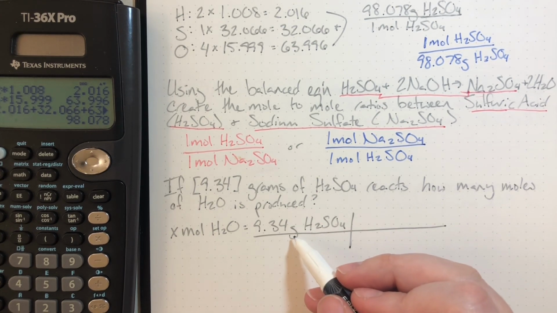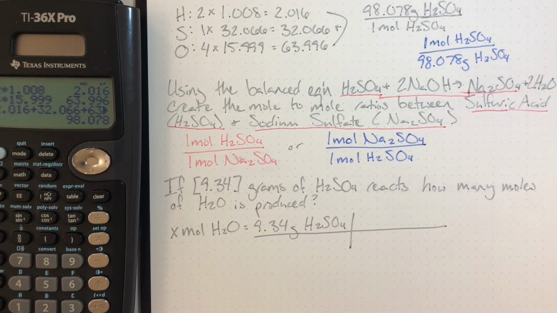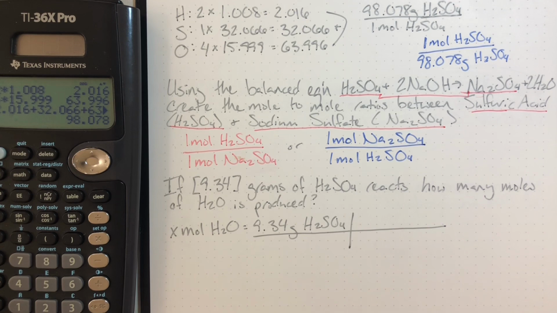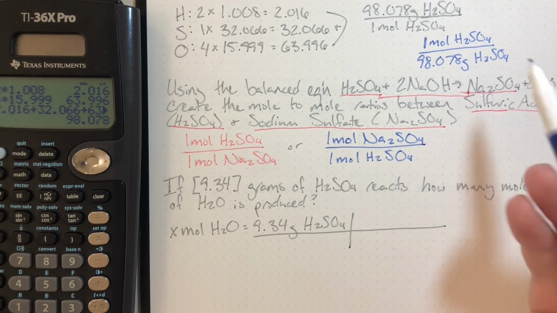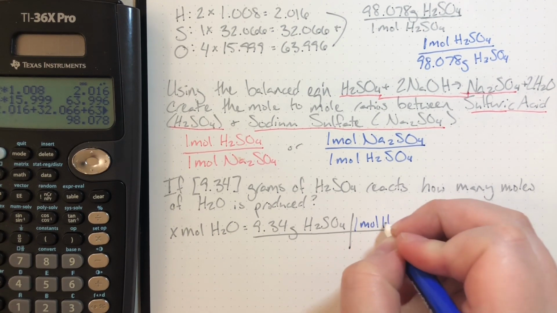Currently, I am in the unit grams of sulfuric acid, which means that I need the molar mass of sulfuric acid. I have already calculated the molar mass of sulfuric acid, so now I only need to pick between the two conversion factors. I currently have grams of sulfuric acid in the numerator, so that means I need to choose the version of the conversion factor that has grams of sulfuric acid in the denominator. That will be this blue version. So that will be what I plug in.